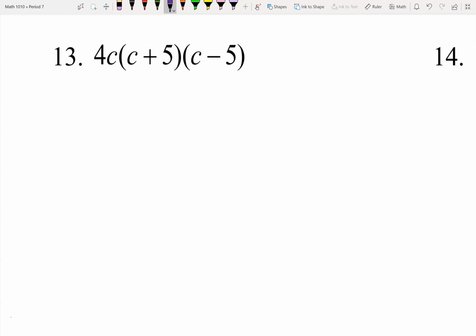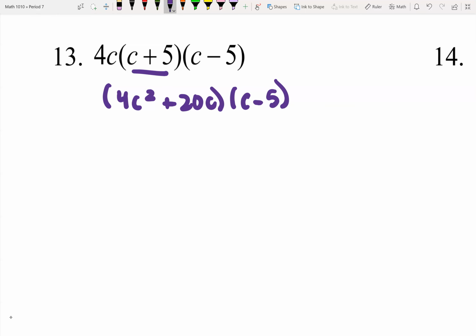Don't write anything for a second. Just kick back and watch. Take my 4c, distribute it in there, and I get 4c to the second plus 20c times c minus 5. Don't say anything for just a second. I took my 4c and I multiplied it by the first parentheses. Is that wrong? Don't answer the question. Well, if it's wrong, then that means that I've made a mistake somewhere. So have I made a mistake somewhere? I have not made a mistake.